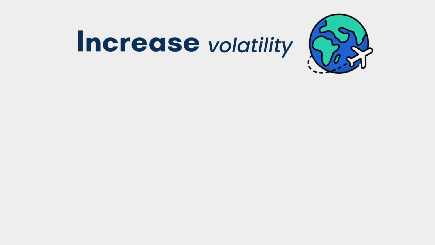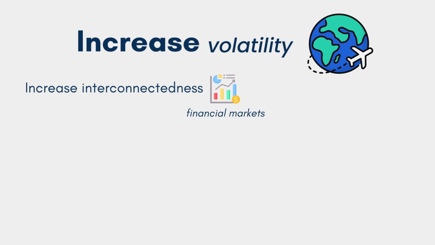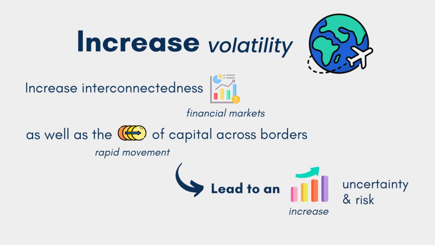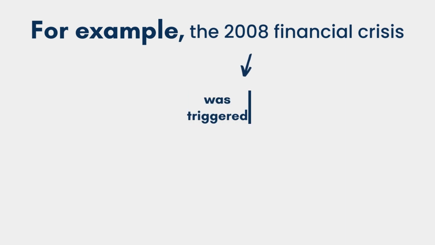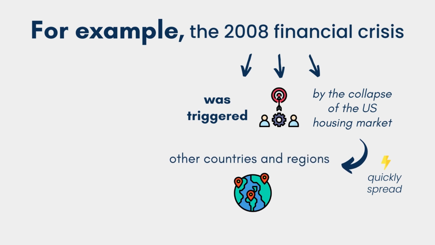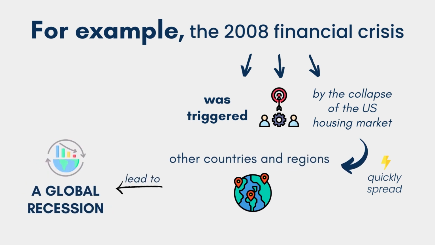The fourth is increased volatility. This is due to the increased interconnectedness of financial markets, as well as the rapid movement of capital across borders. It is related to the tendency of financial markets to experience greater fluctuation in asset prices and exchange rates, often leading to increased uncertainty and risk. For example, the 2008 financial crisis was triggered by the collapse of the US housing market, but quickly spread to other countries and regions around the world, leading to a global recession. This illustrates how quickly financial shocks can spread across borders and affect the global economy.